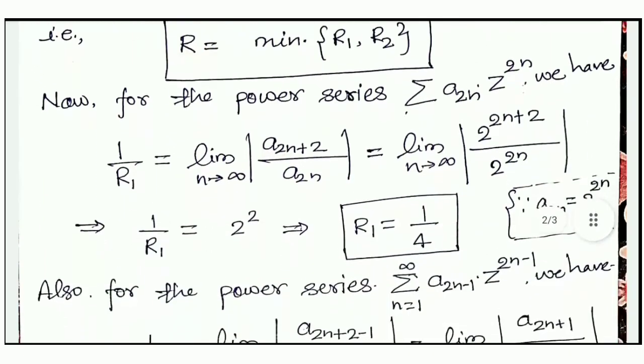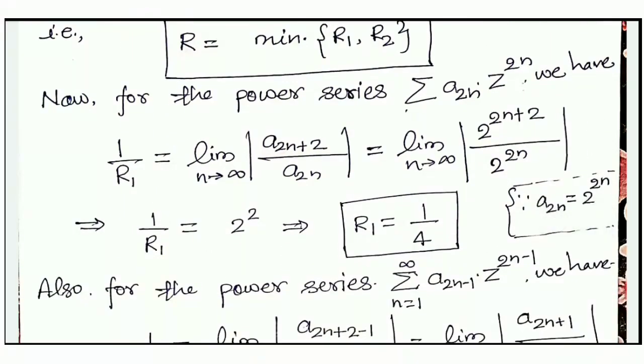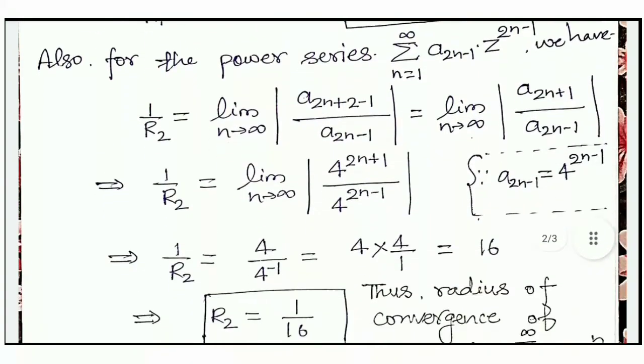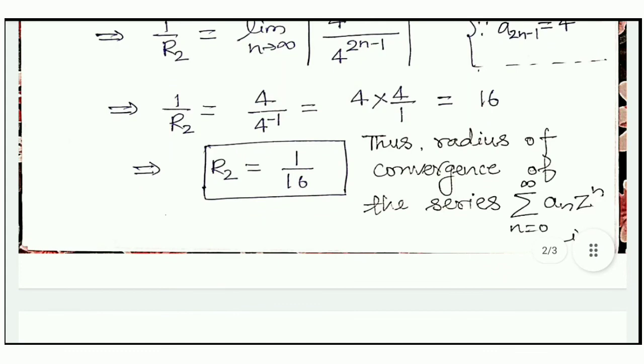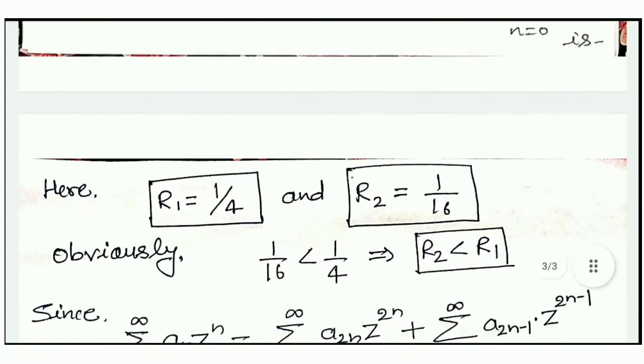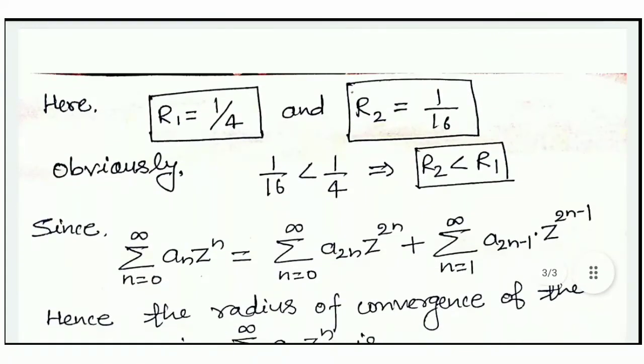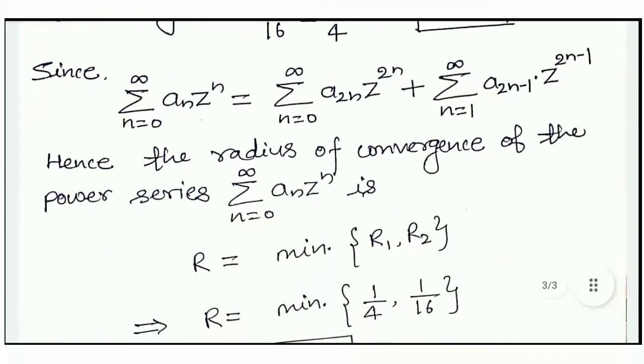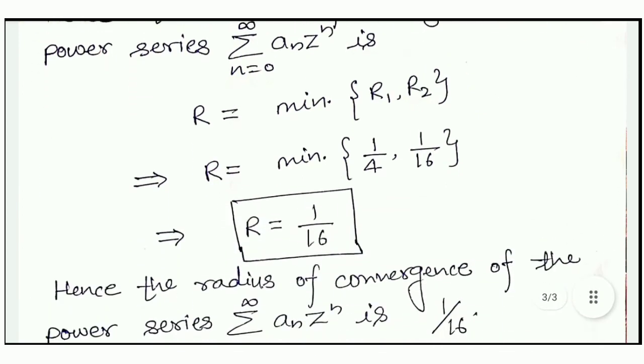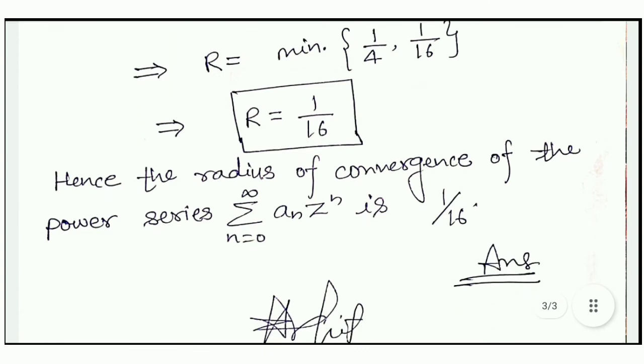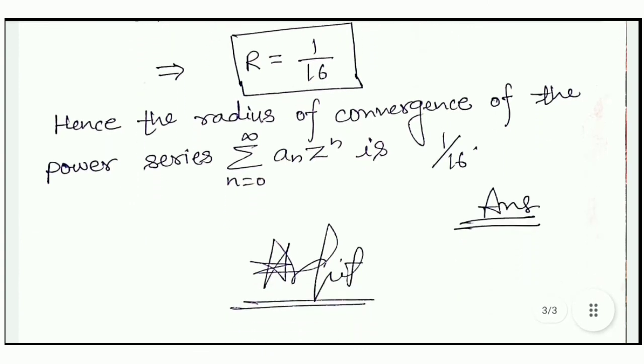So we find out the radius of convergence of the first power series and similarly that of the second power series, and we see which one is the minimum between r1 and r2, and obviously here we have found that 1 upon 16 is less than 1 upon 4, that is, r2 is less than r1. So since the resultant power series is the sum of the even power series and odd power series, the radius of convergence will be r equals minimum of r1 and r2, and this will give r equals 1 upon 16. Hence the radius of convergence of the power series is 1 upon 16.